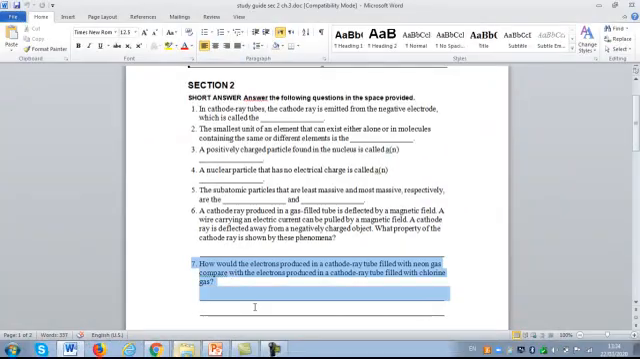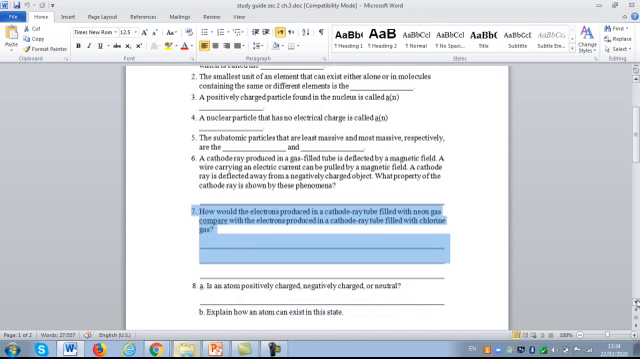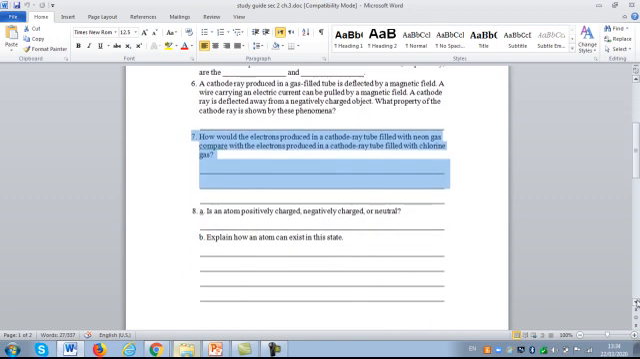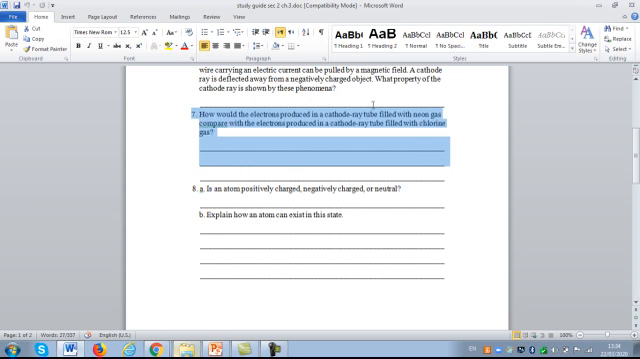Number 7: how would the electrons produced in the cathode ray tube filled with neon gas compare with the electrons produced in the cathode ray tube filled with chlorine gas? The electrons in the neon and the electrons in the chlorine behave the same way. Why? Because electrons do not differ from element to element. As I have mentioned, all the subatomic particles have the same properties even in different elements. So the answer is, they behave the same way because electrons do not differ from element to element.